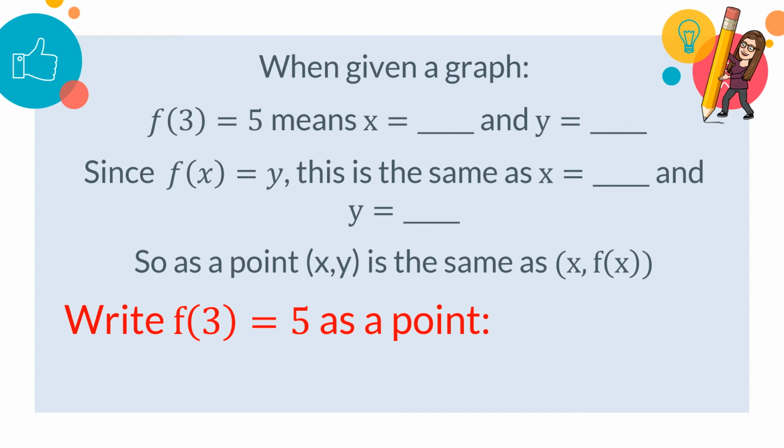Now, let's talk about actually finding some answers using a graph. If I look at this function notation, f of 3 equals 5. f of x equals y. What that means is that my x is 3 and my y is 5. Since f of x equals y, that's the same as saying x equals 3 and y equals 5. See how they match up? So if you're asked to write f of 3 equals 5 as a point, I would see my x is 3, my y is 5.